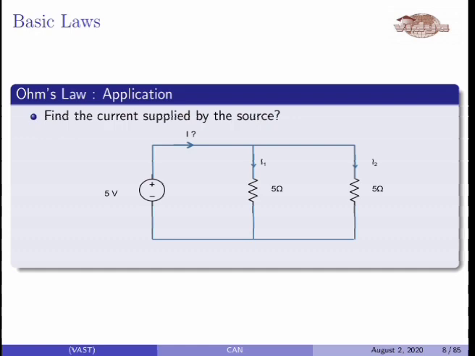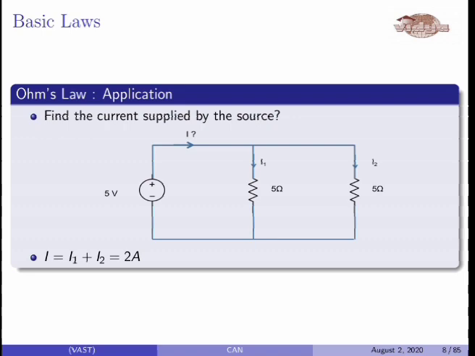Similarly I2. I2 is the current through the other 5 ohm resistance. To find the current I2, you have to know the voltage across the 5 ohm. It is also 5 volt. So the current I2 will be equal to 5 volt by 5 ohm, that is also 1 ampere. Thus, the total current, the current supplied by the source, you can find by simply adding I1 and I2. I1 is 1 ampere and I2 is also 1 ampere. So the total current supplied by the battery will be 2 ampere.